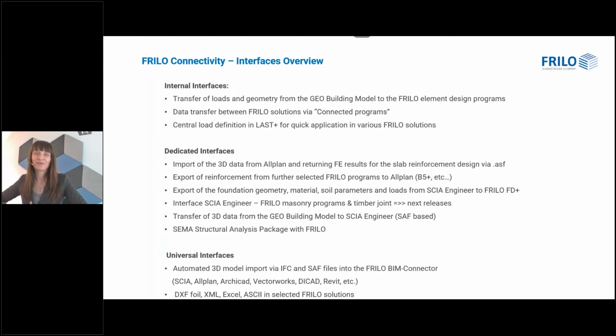So the next interfaces that are planned are the connection of the FRILO masonry programs and of the timber joint. Apart from that, we have the transfer of 3D data from the geo-building model to SIA, the other way around, because it makes sense in case of extended seismic design, in case of some buildings where we have the stories not exactly over each other. We need some extended processing or analysis, and this is supported by a 3D model of the CA Engineer. So you can get the model from Geo in FRILO and hand it over to CA Engineer for the extended seismic design.